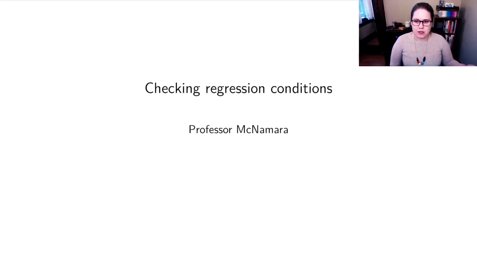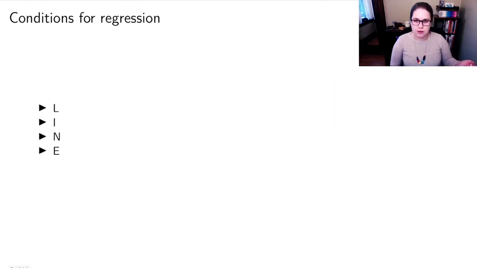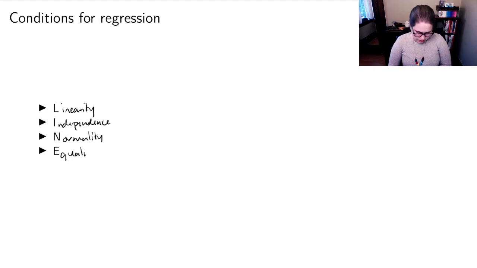We're going to go back and talk about checking regression conditions again, but in the context of multiple regression. So remember, the conditions for regression have a mnemonic that will help you remember them. It's LINE. Like linear regression, it's line. And the conditions are linearity, independence, normality, and equality of variance.